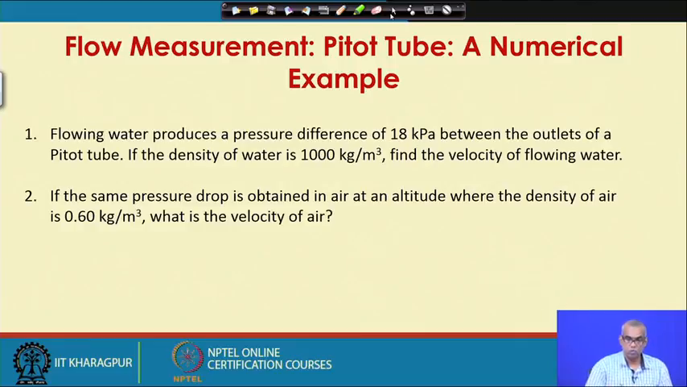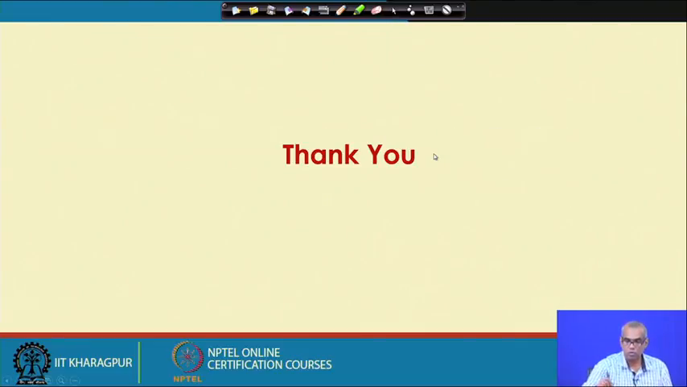So, we will stop our discussion on flow measuring instruments that are based on flow restriction type. So, we have talked about orifice plate, venturi tube, flow nozzles, dall type flow meter as well as Pitot tube.